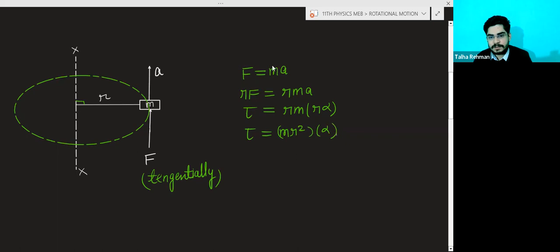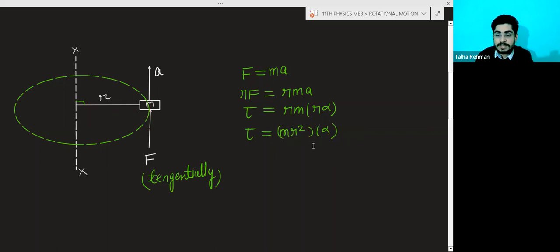Now compare this equation and this equation. This is the equation of linear motion, and this is the equation of rotational motion of the mass. Force is equal to mass into linear acceleration. Torque is equal to moment of inertia into angular acceleration. So you can say that in linear motion, the role played by the mass is the same as the role played by the moment of inertia in rotational motion.